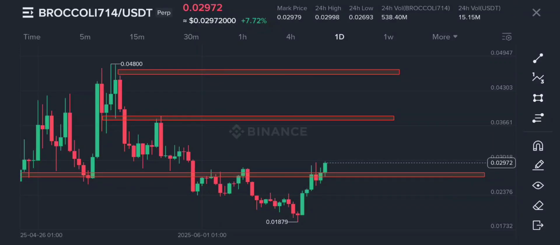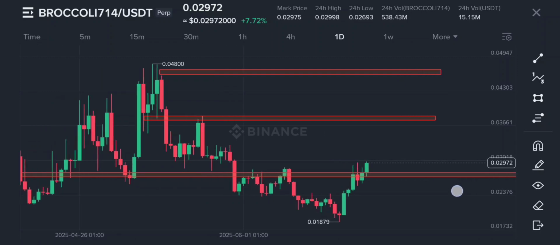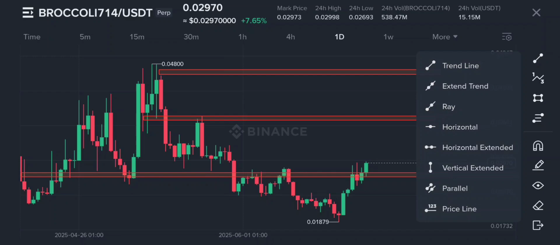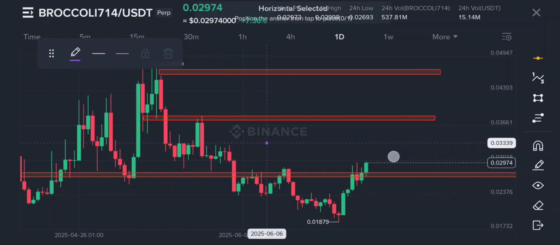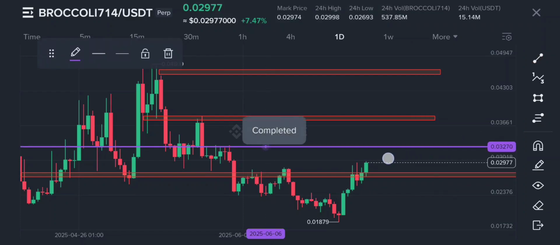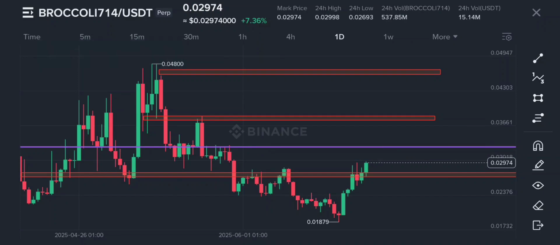This is currently what is happening on broccoli. Broccoli 714. You can see I've already marked out my point of interest, but I think there is still something I did not point out here. Let me check. Okay, there is something I did not point out here. Yes, if the price gets to this point, it is also going to react to it.